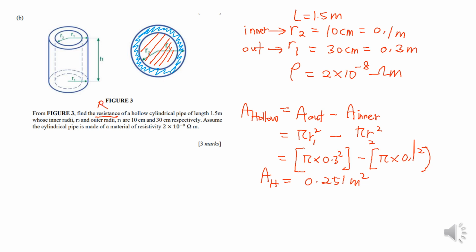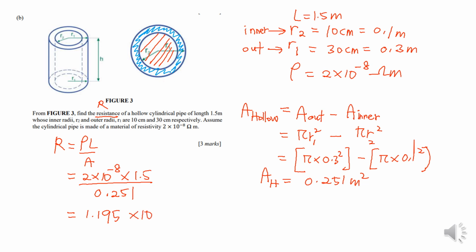Okay, so kita tahu R is equal to rho L over A. So masuklah, rho is 2 times 10 to the power of negative 8. Length kita adalah 1.5 bagi dengan area kita 0.251. So awak akan dapat resistance dia adalah 1.195 times 10 to the power of negative 7 ohm.